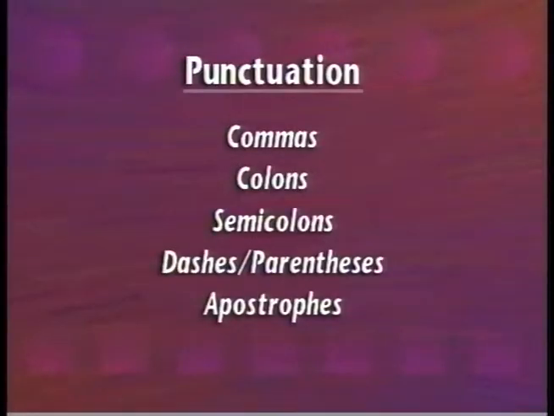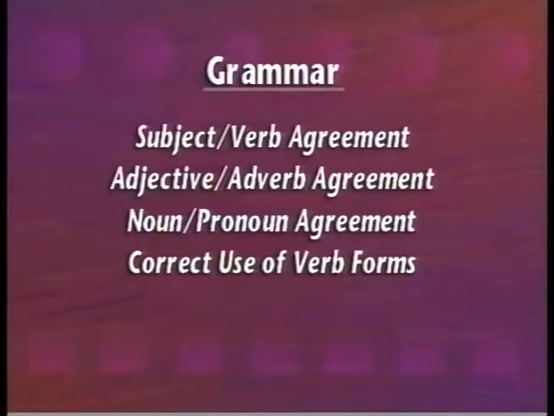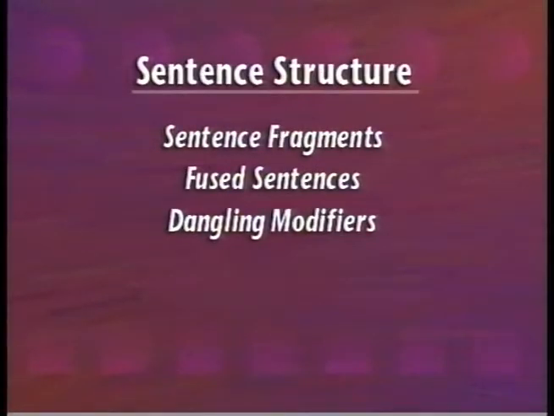On the next part of the tape, Dr. Smith will review in more detail standard written English rules, which are often tested on the ACT English test. Examples will be provided in each of the following areas. Under the category of punctuation, commas, colons, semicolons, dashes, parentheses, and apostrophes. Under the category of grammar, subject-verb agreement, adjective-adverb agreement, noun-pronoun agreement, and the correct use of verb forms. Under the category of sentence structure, sentence fragments, fused sentences, and dangling modifiers.